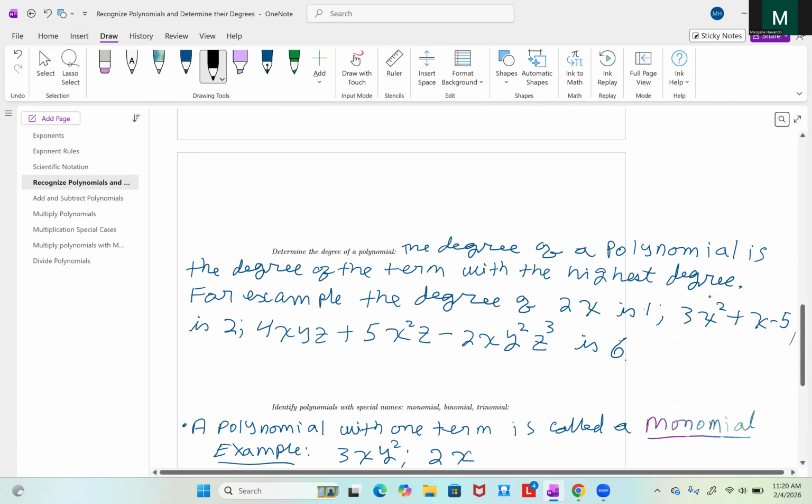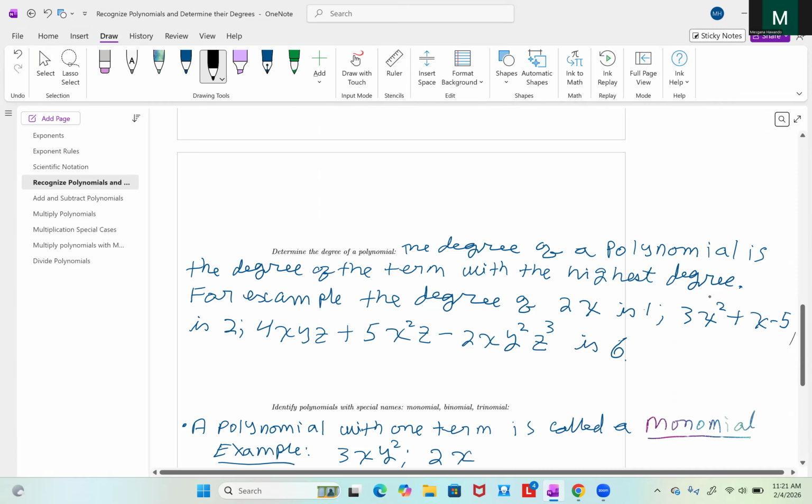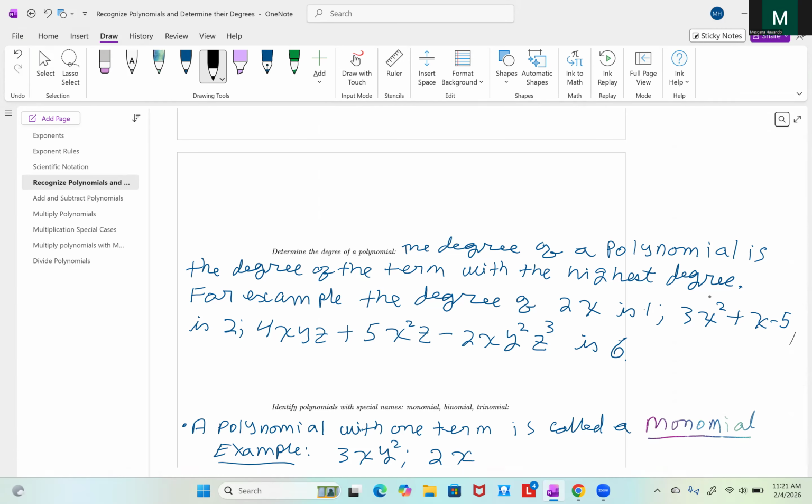For the third example, we have a multivariable polynomial. The degree of each term is the sum of the degrees of the variables. So for example, the first term is 4xyz. Each variable's degree is 1, so the sum of the degrees is 3. So the first term has degree 3. The second term also has degree 3. The variables have degree 2 and 1. 2 plus 1 is 3.